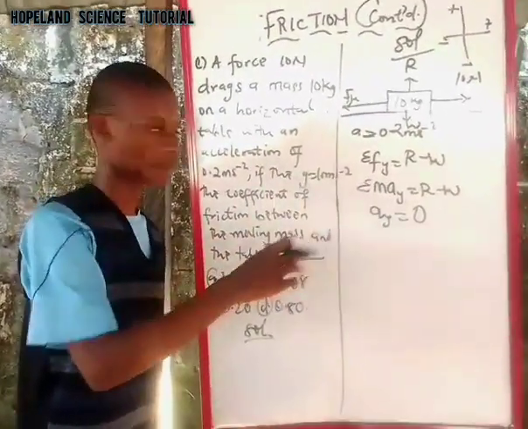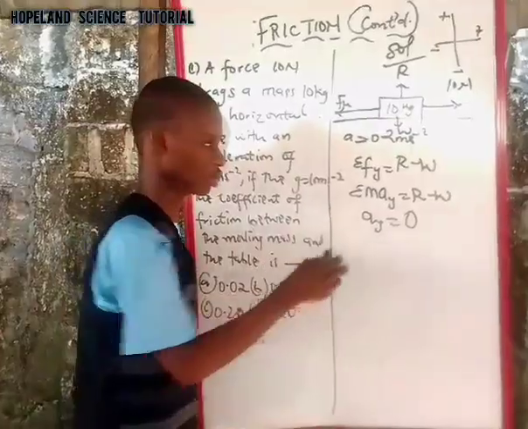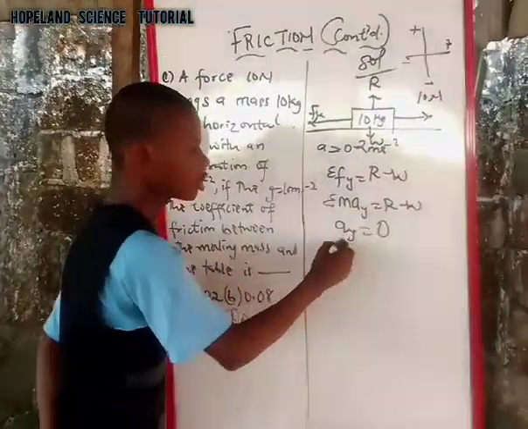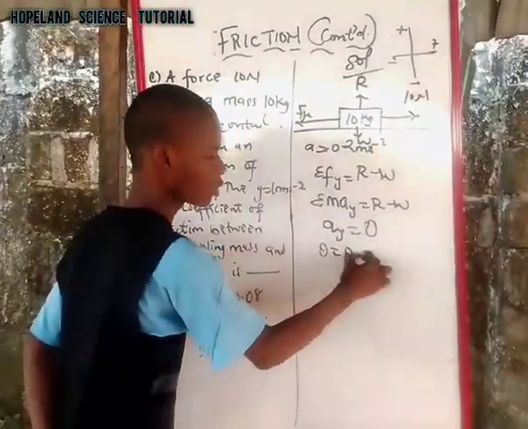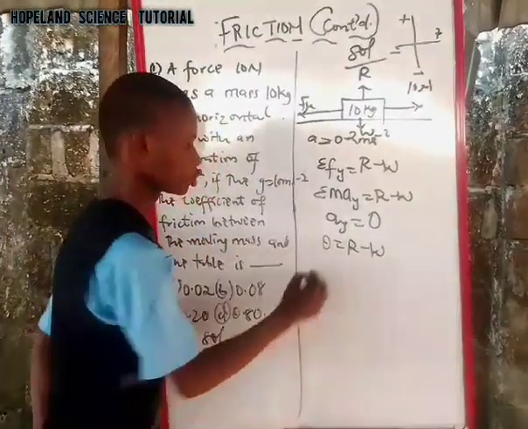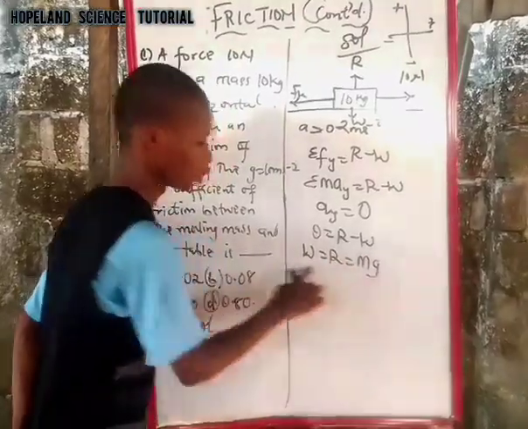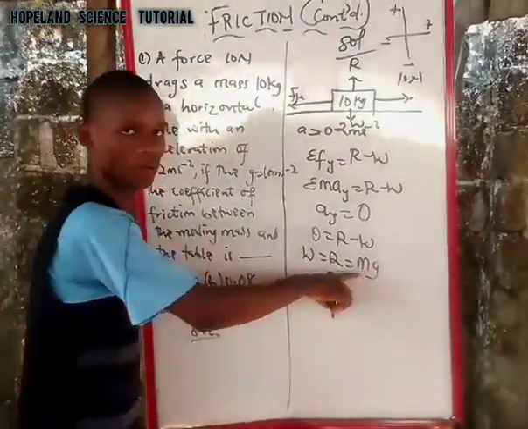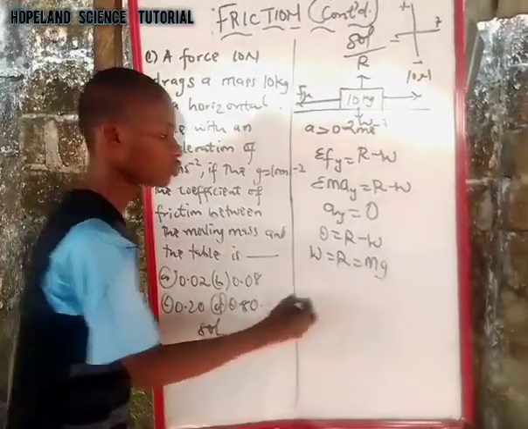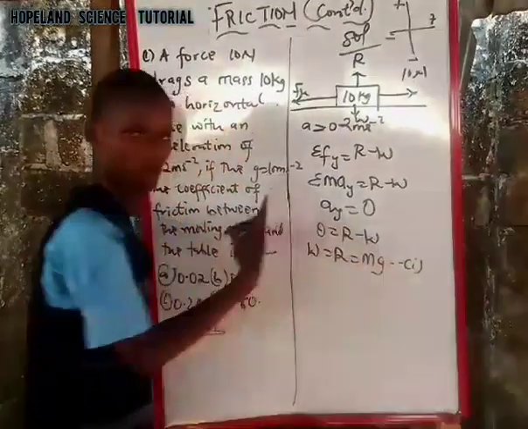So now, if acceleration is equal to 0, it means that everything here is equal to 0. So we are having 0 equals R minus W. So weight is equal to the normal reaction, and equals mg, because weight is equal to the product of mass and gravity. Are we together? So that is the first thing we need to know about the vertical component.